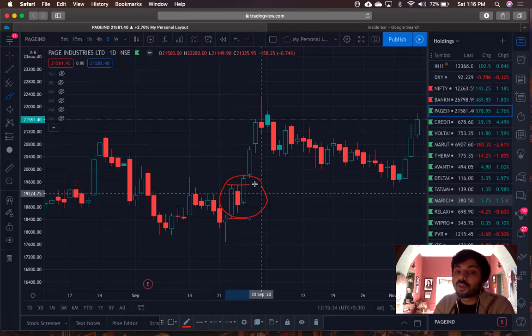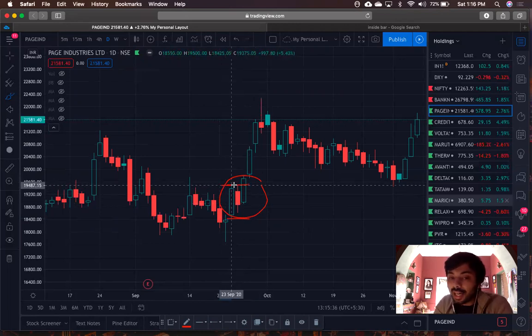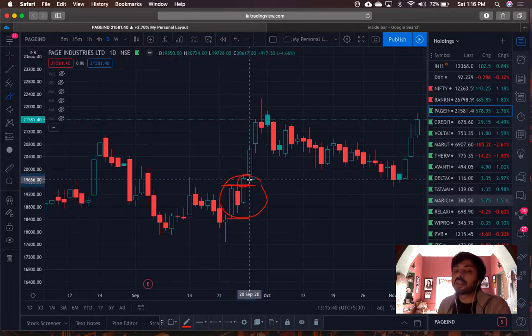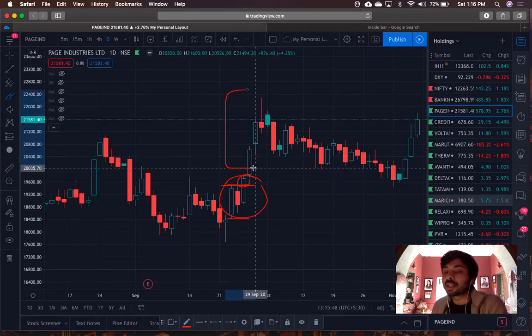You are waiting to go long when these highs are broken. And once these highs are broken, that is one time where you go long. This is called the inside bar trading setup. And just around last month, you can see the amount of profit this setup has given.